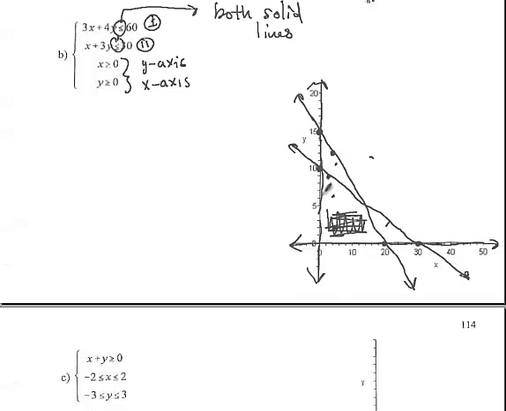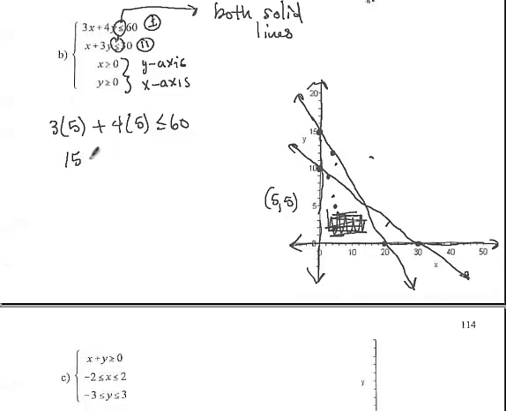Alright, a good one would be, let's say, 5 and 5. We can't use our origin because that falls right on top of the X and Y axis. So if we use 5 and 5, we'll test the first inequality. Just replace the X and Y with 5s.